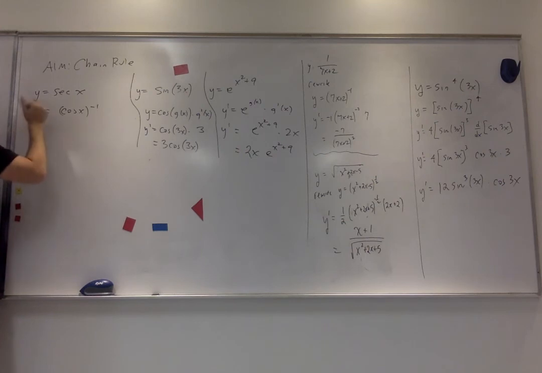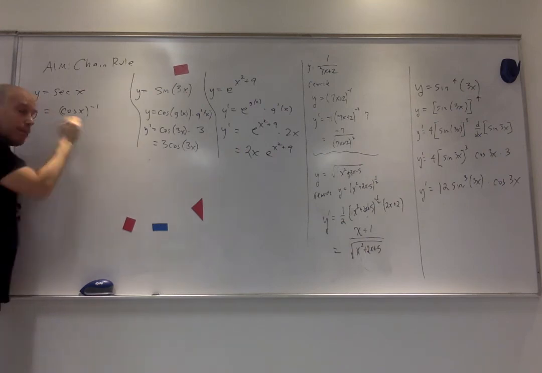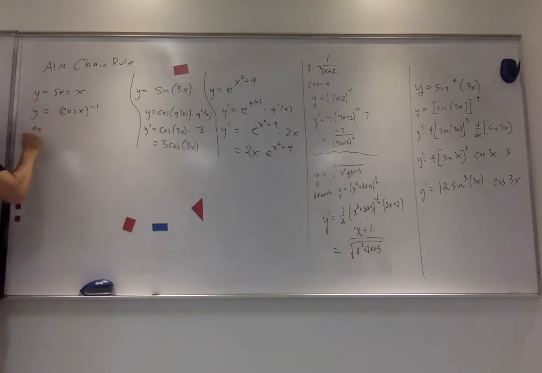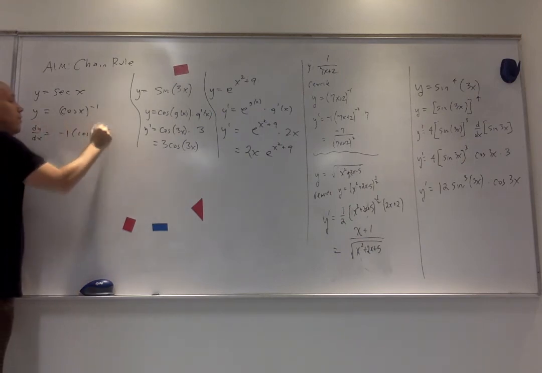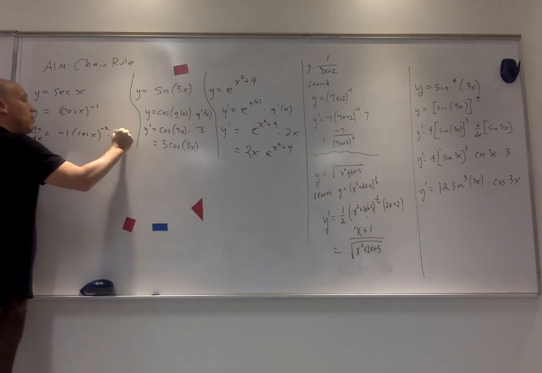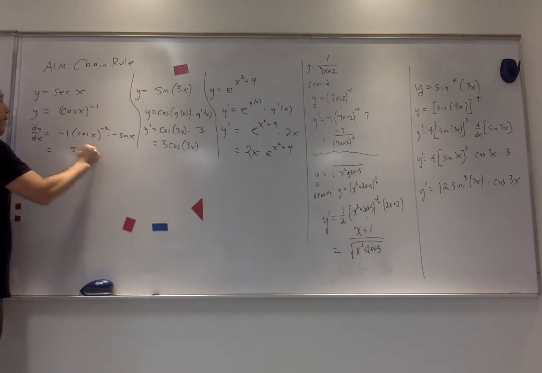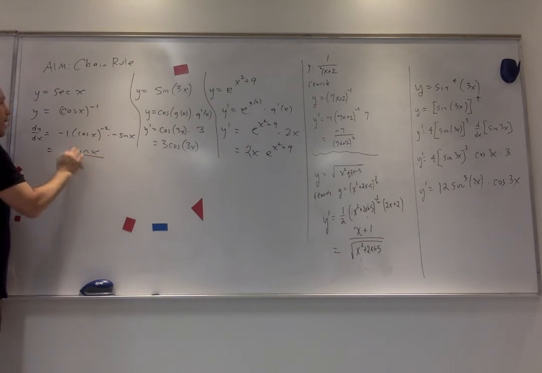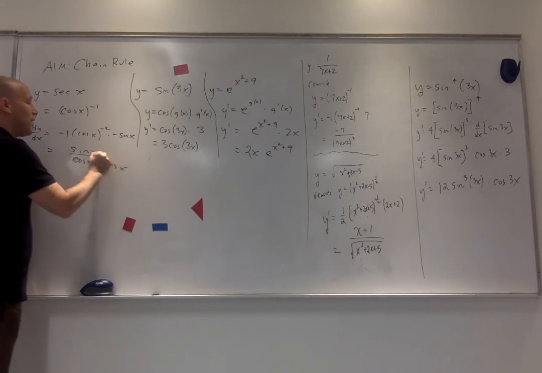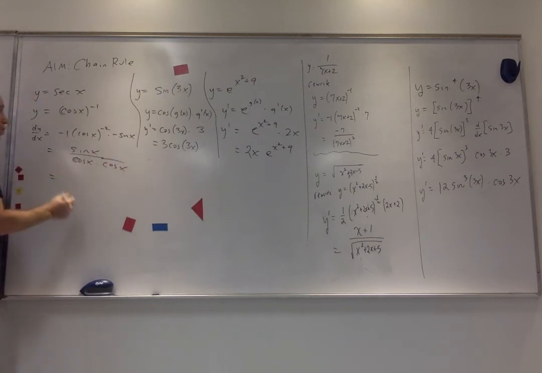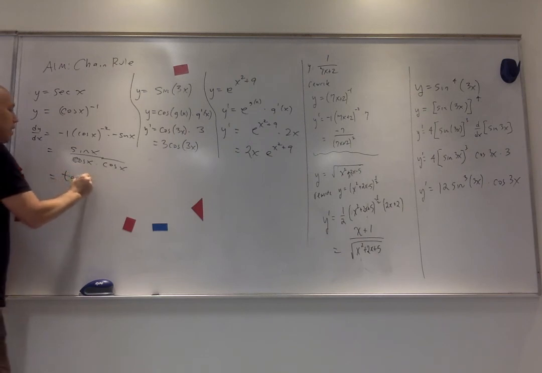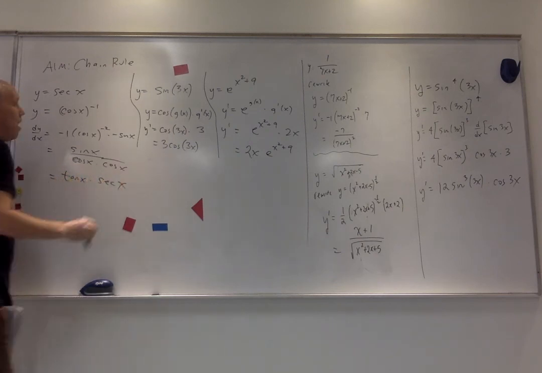This is wrong. This is y. This is a rewrite. And then the derivative is negative 1 times cosine of x to the negative 2 times negative sine of x. Let's clean this up a little bit. We have sine of x over cosine of x times cosine of x. Final answer, what's sine over cosine? That's tangent of x times secant of x. It's kind of interesting.